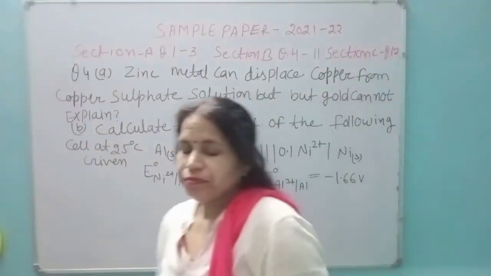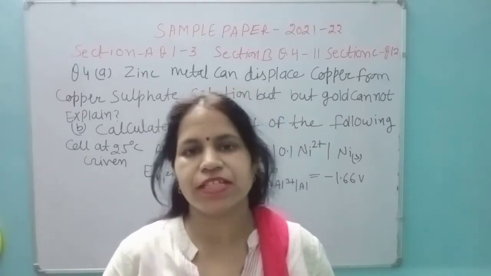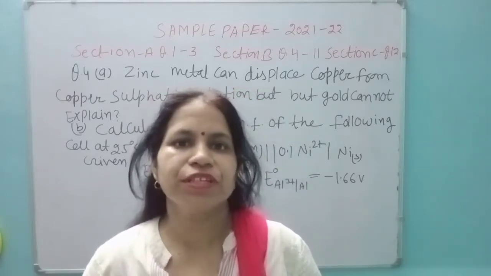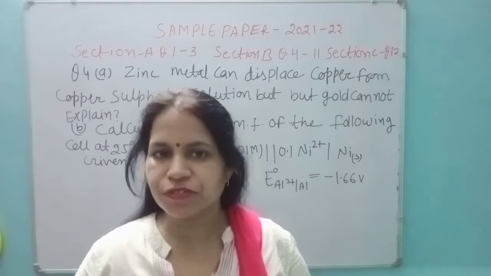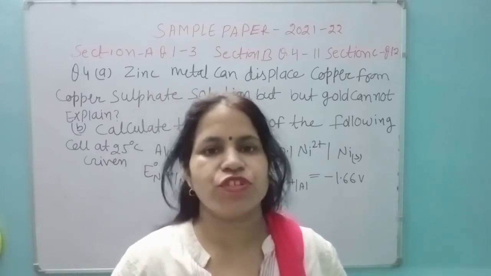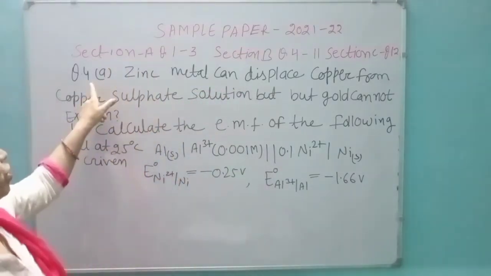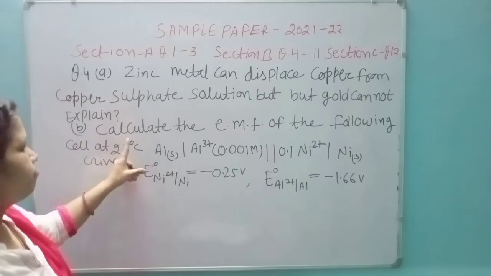Let's see the next question, question number 4. Section A is complete; questions 1 to 3 are in section A. So we will start section B. The first question in section B is question number 4, with an A part and a B part.